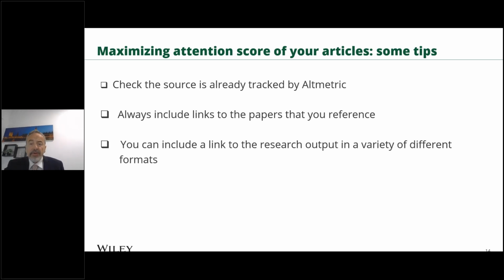Then remember, always include links to the papers that you reference. The best way to make sure that your post gets picked up by Altmetric is to include a direct link to a research output. So we strongly encourage you to embed the link in the body of the text instead of just as part of a reference list at the bottom of your post. This increases the likelihood that we'll collect the blog post and link it to the appropriate page.